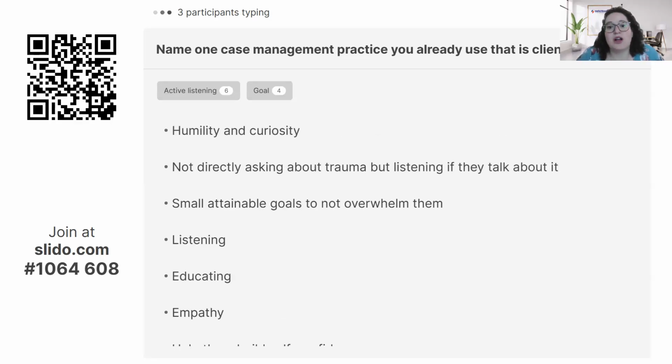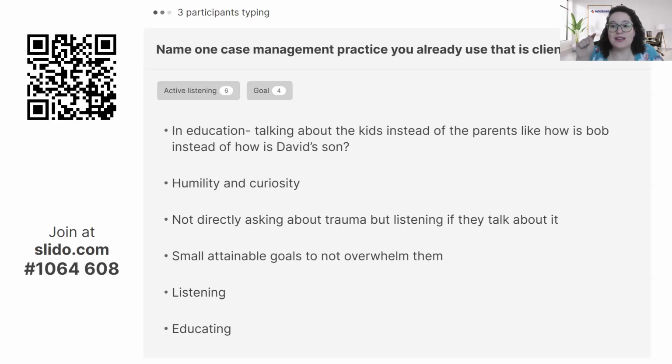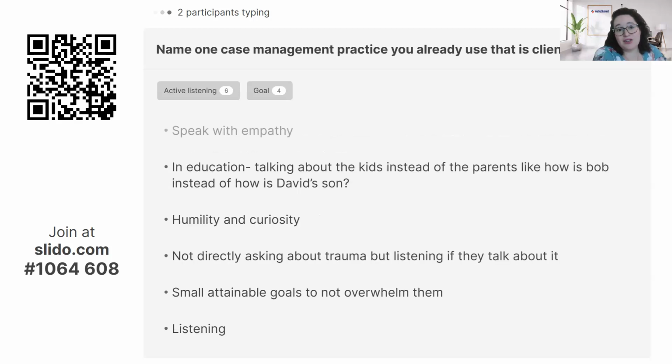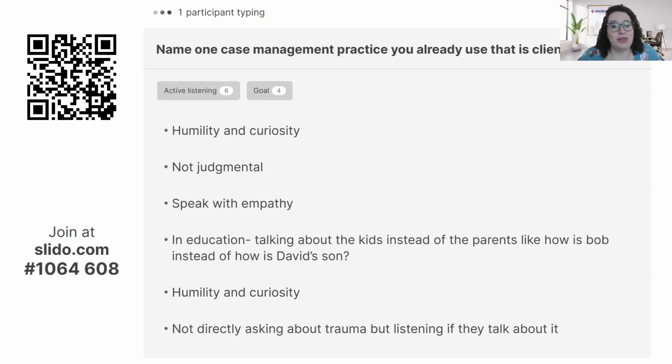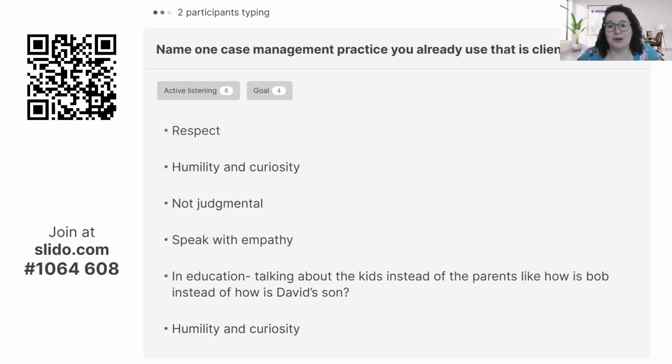Not directly asking about trauma, but listening if they talk about it. That's a really good one. That's creating safety. You're not trying to trigger trauma, but you're listening and you're saying you can talk about it if you bring it up. In education, talking about the kids instead of the parents, like how is Bob instead of how is David's son. So really paying attention to how we're centering different people, their voices, their names, approaching them without judgment, with empathy, our own humility and curiosity. Curiosity is a really wonderful client-centered approach, and a great approach to life, bringing respect.